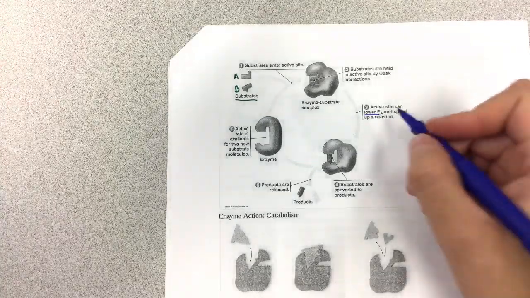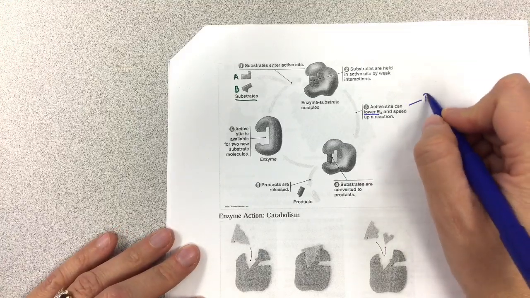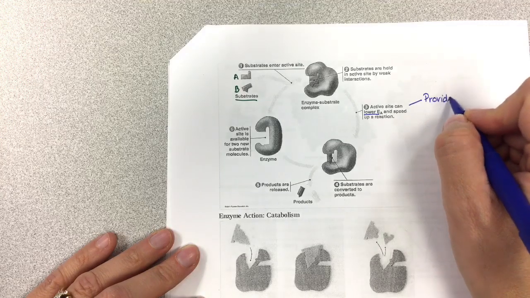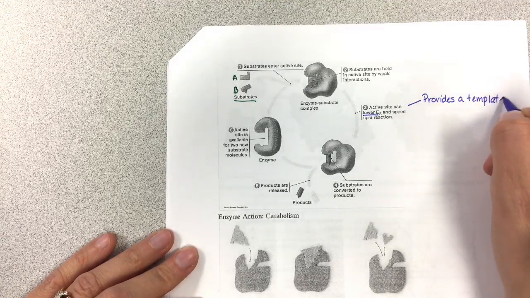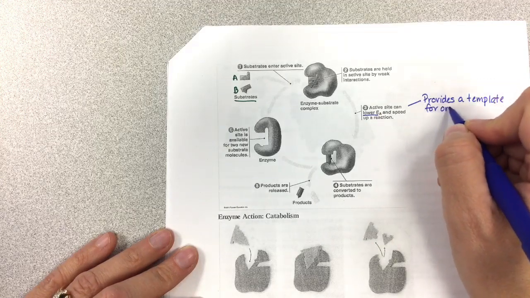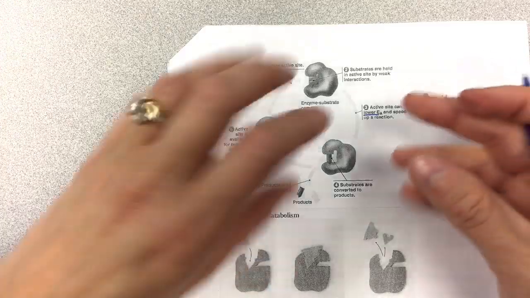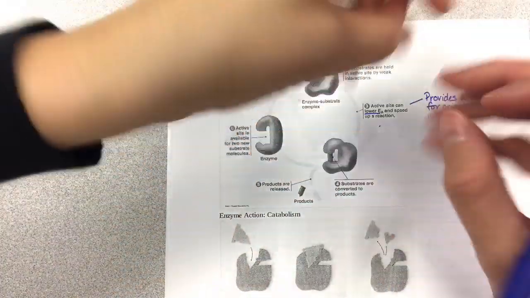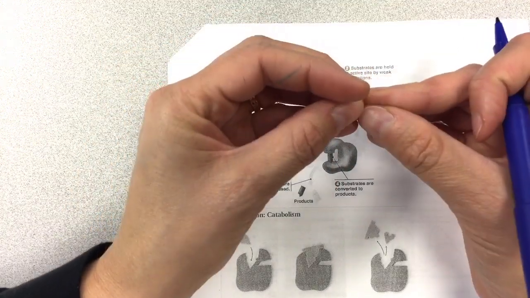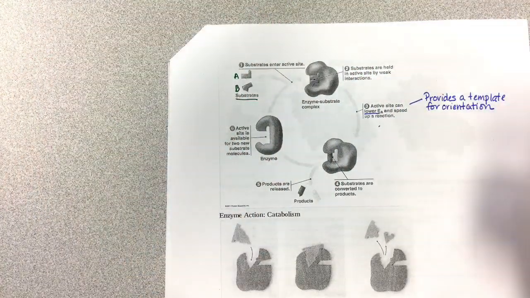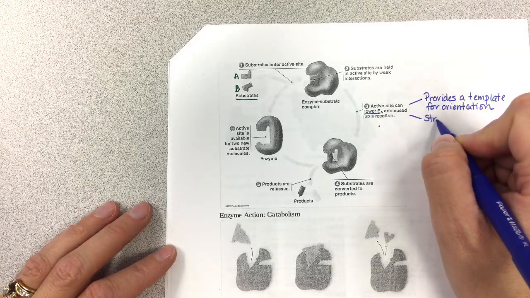So let's talk about how they lower the activation energy. It can provide a template for orientation, meaning the molecules are lined up right to react. They're not upside down or whatever, so they're put together in such a way that the parts that are going to bond are together. It can also stretch the substrates.